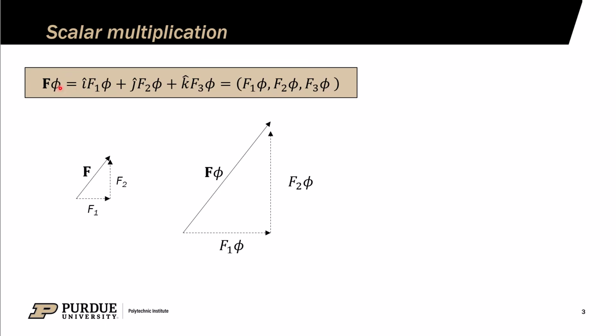And expanded out in 3 dimensions, scalar multiplication looks like this. Your x component of your vector field times the x direction unit vector times your scalar, and the same thing for the y and the z directions. And as a result, what we end up with is a vector field. It's just each component multiplied by the scalar, and the commas separate my x, y, and z components. So we start with a vector, we multiply by a scalar, and we end up with a vector.